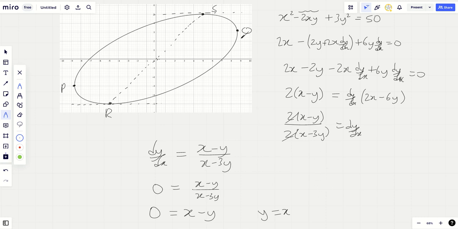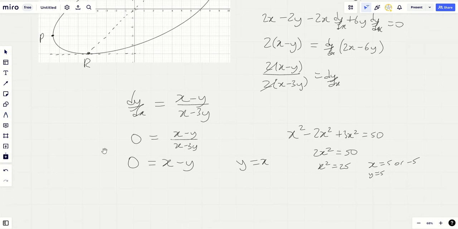So the next thing you need to do is plug y equals x into here, and so you're going to get x squared minus 2x squared, because y is x, so that's 2x times x, so 2x squared, plus 3x squared equals 50, and so that's 2x squared equals 50, and so x squared is 25, and so x is 5 or minus 5. I don't think the question actually required you to do that, but sure enough, we did get 5 and minus 5 for R and S. Wow.